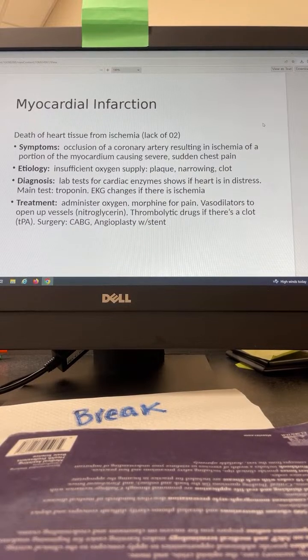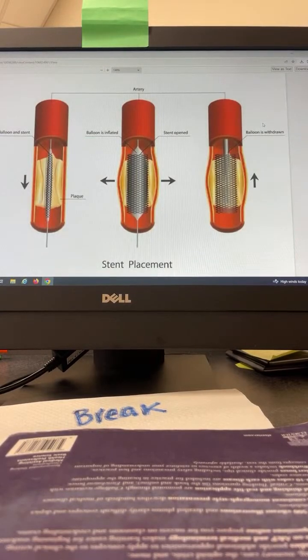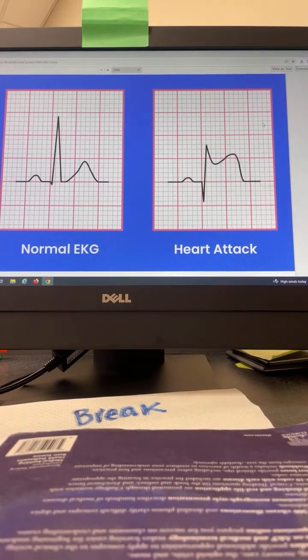Surgery options, again, CABG, which was that bypass around the clot. An angioplasty with a stent, which I think I have a picture of. So here's an example of an angioplasty with a stent. So they can insert a wire that kind of forcibly opens that vessel to push that plaque out of the way.